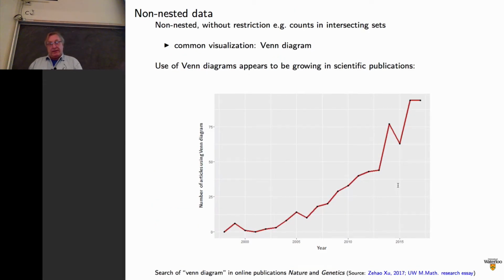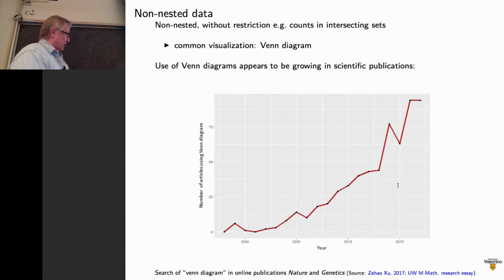So, non-nested data. And think about a common visualization here: intersecting sets, Venn diagrams. Again, something you've known for a long, long time. And what's curious is how, with modern science, the demand for Venn diagrams has been increasing.